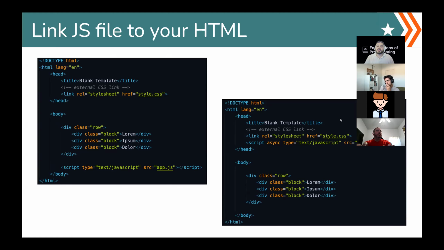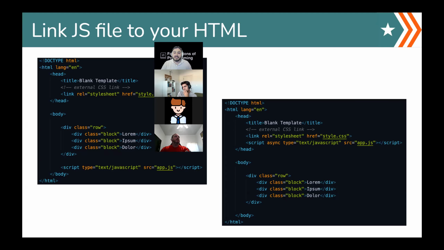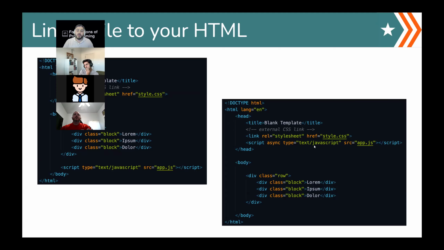Now, you can also do this by applying it into the head instead, right? So both of these will work. Now, I'll talk to you about the pros and cons of these in a bit. On your script tag, you're going to put the type, which as you can see here, is text/JavaScript. And the source is going to be the app.js.